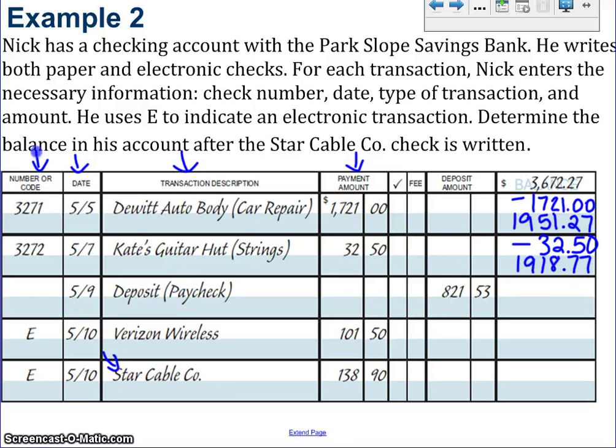The next thing we see here is that Nick deposited a paycheck in the amount of $821.53. So there it's going to be a plus sign, $821.53, and we're going to add that to the $1,877 for a total of $2,740.30. The next thing, we have Verizon Wireless.